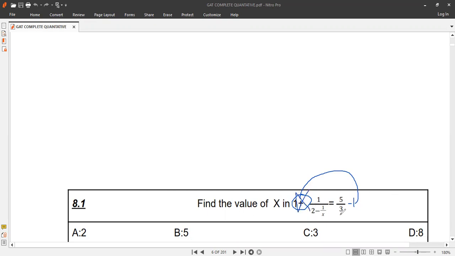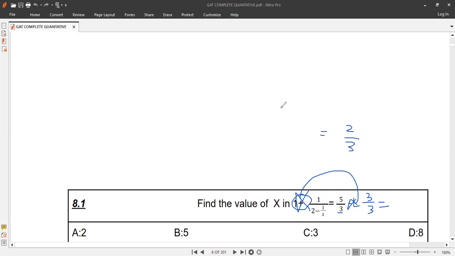Now 5 over 3 minus 1, which is 3 over 3. Guys, we write 1 as 3 over 3, or 4 over 4, 5 over 5, 2 over 2, 6 over 6. It depends on the denominator, to make it very easy. So 5 over 3 minus 3 over 3 equals 2 over 3. So what we have now on the other side is 2 over 3.